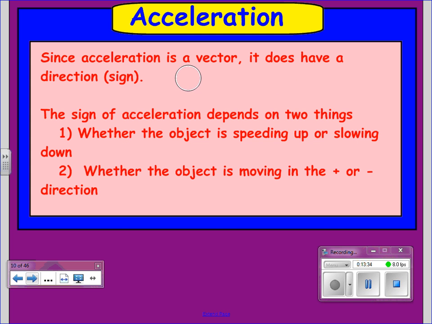That's all that means. So in order to determine the sign of acceleration, it depends on two things. Number one, you have to figure out, is the object speeding up or is it slowing down? Secondly, you have to figure out, is the object moving in the positive direction or the negative direction? Once you know those two things, you will then be able to figure out the sign of acceleration.